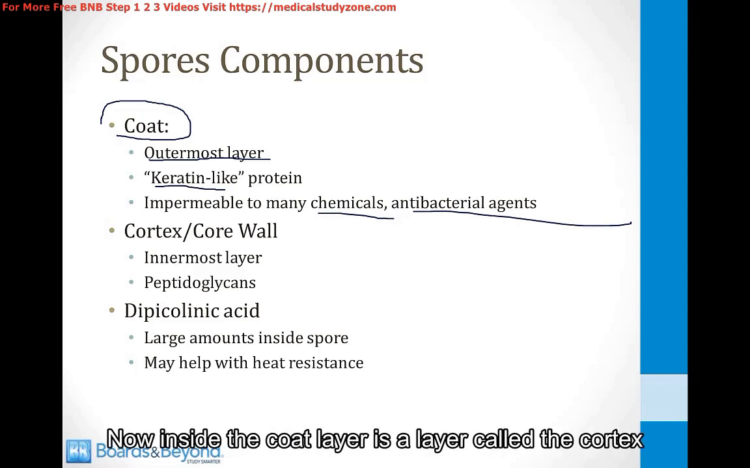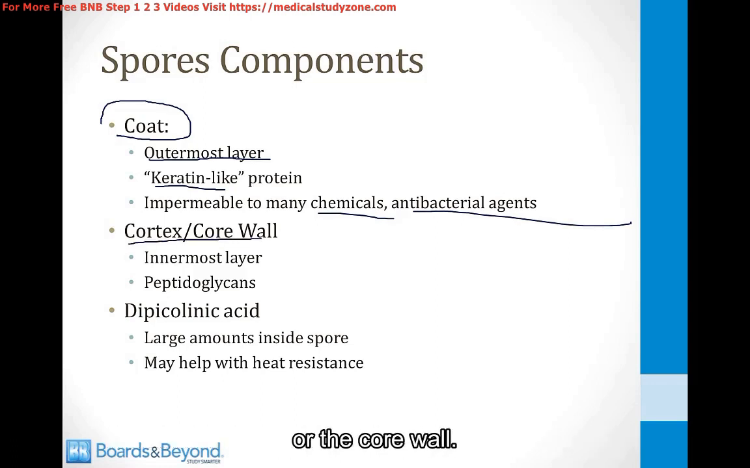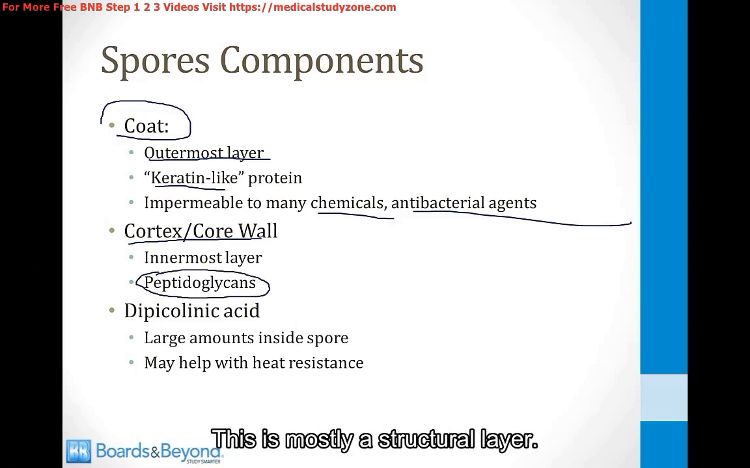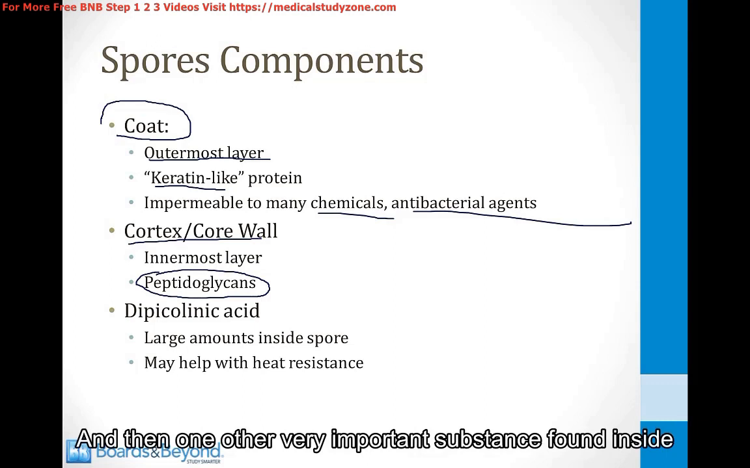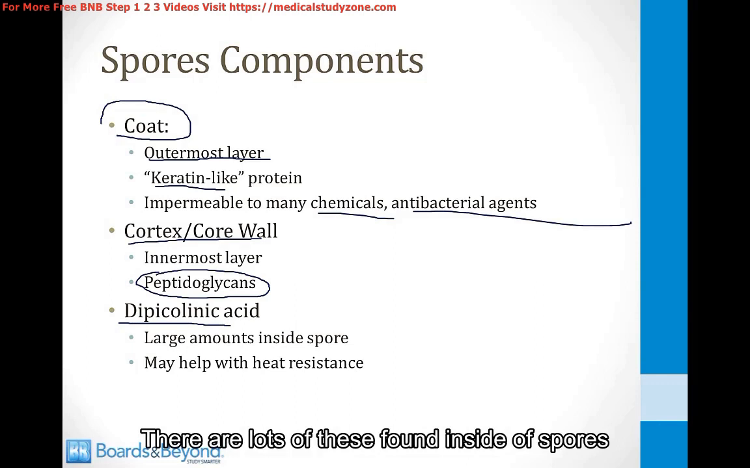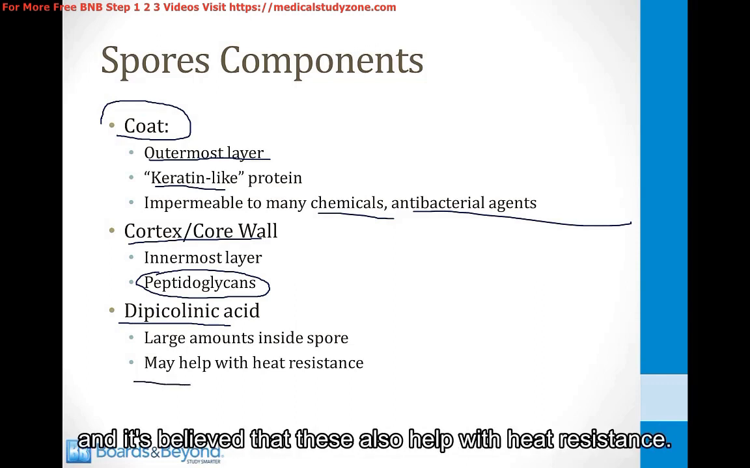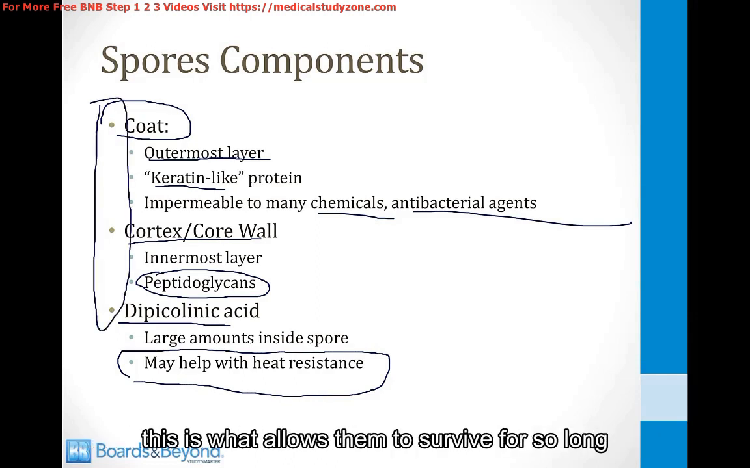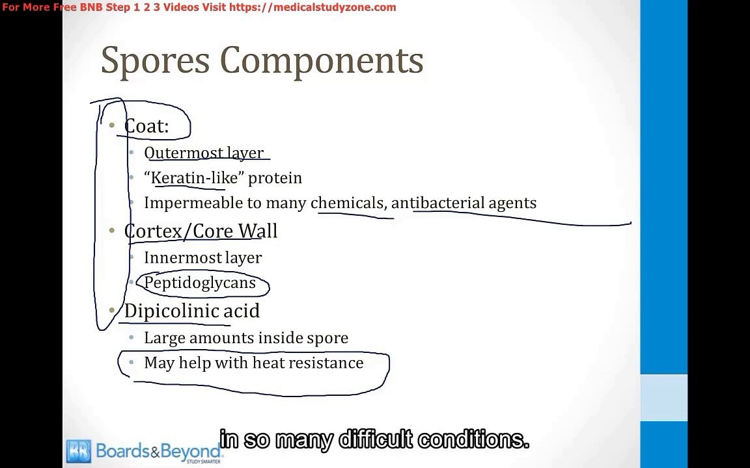Now, inside the coat layer is a layer called the cortex, or the core wall, and this contains a lot of peptidoglycans. This is mostly a structural layer. And then one other very important substance found inside the spore is a molecule called dipicolinic acid. There are lots of these found inside of spores, and it's believed that these also help with heat resistance. So make sure you know the components of the spores. This is what allows them to survive for so long in so many difficult conditions.